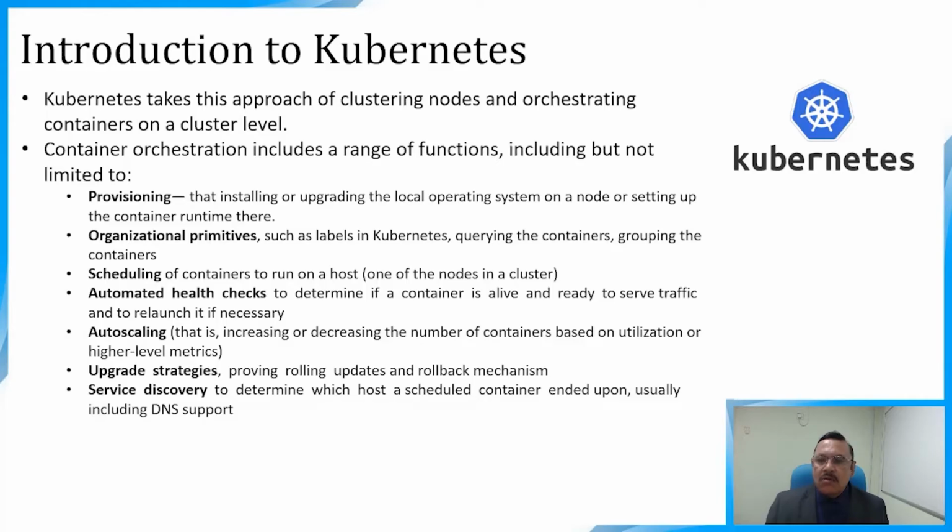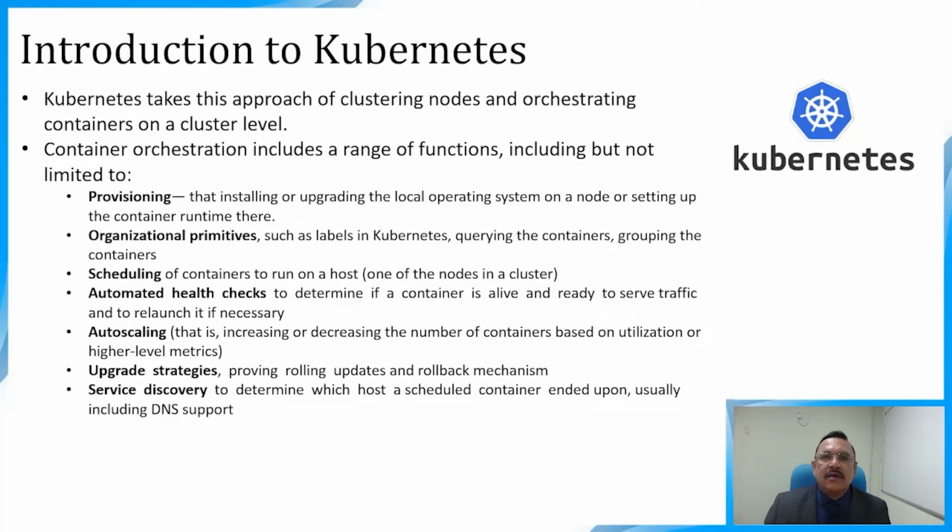Now, coming to more details about Kubernetes: Kubernetes takes the approach of clustering nodes and orchestrating containers at the cluster level. Therefore, it not only manages the physical infrastructure, that is the servers which are networked together, but also the containers running on this cluster. So, Kubernetes has to do both tasks. Container orchestration includes a range of functions, not limited to provisioning, organizational primitives, scheduling, automated health checks, auto scaling, upgrade strategies, and service discovery.